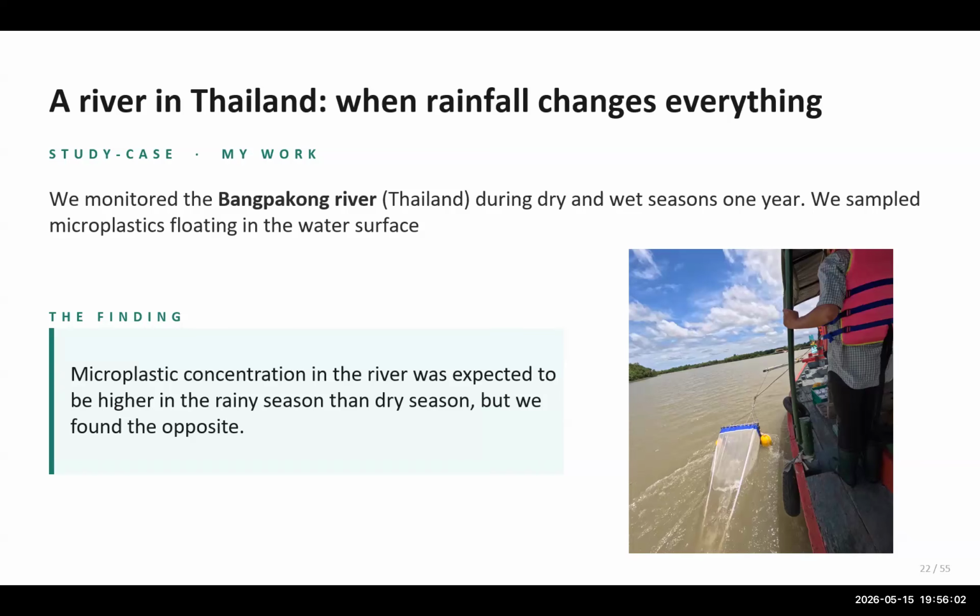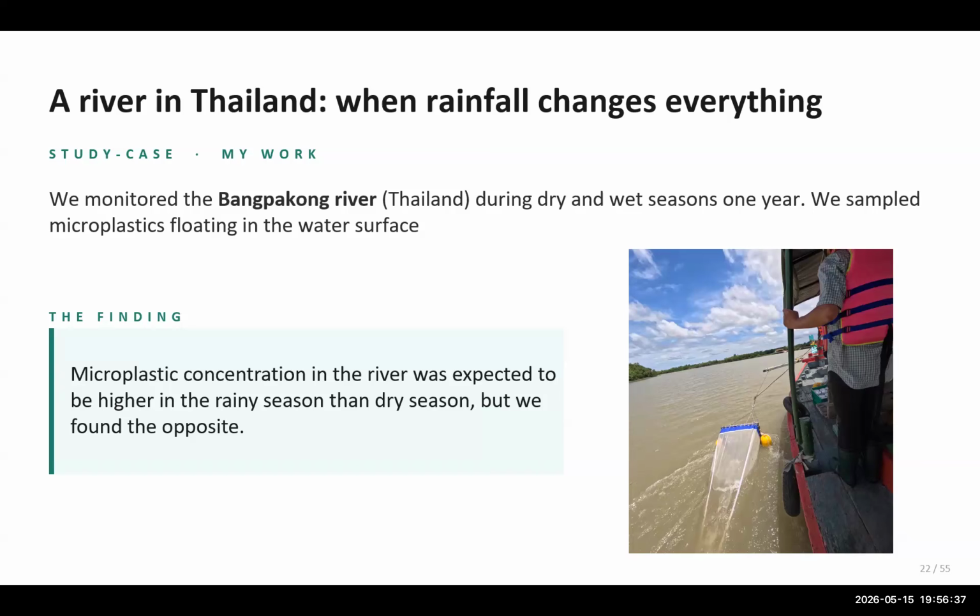Before going to the field, we have a clear hypothesis. We expected to find more microplastic during the rainy season. But why? Because the rain will wash the plastic from the land into the river, also maybe from the atmosphere, as we saw in the Jakarta Bay study. So the heavy rain season means that they will have more runoff from the coast to the river. And this means that more plastic is able to reach the water. That was the logical prediction. It is what most scientists would expect from this monitoring.